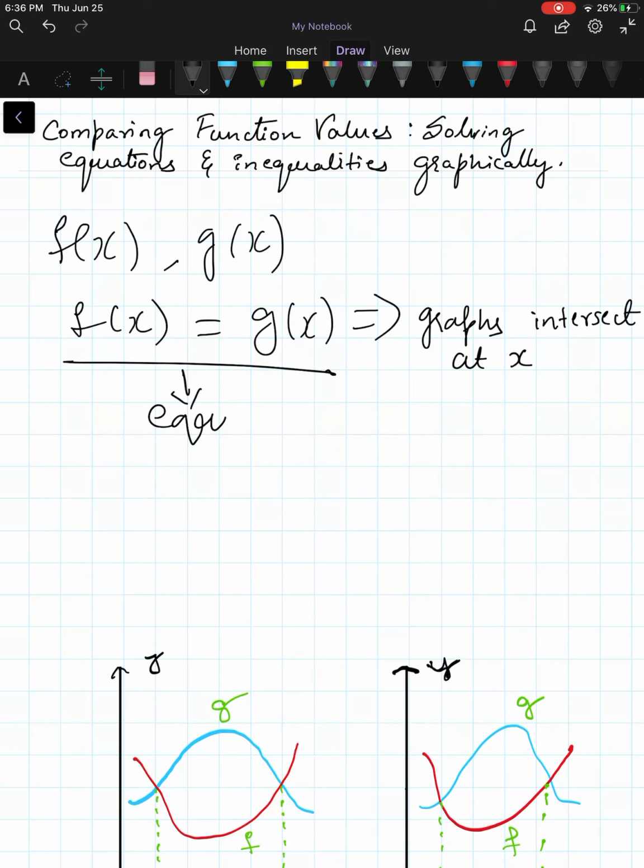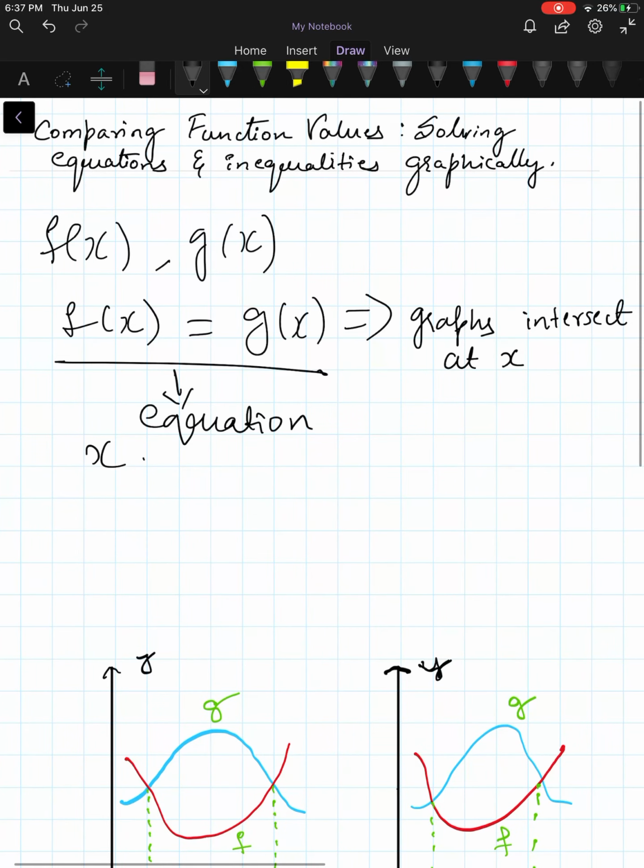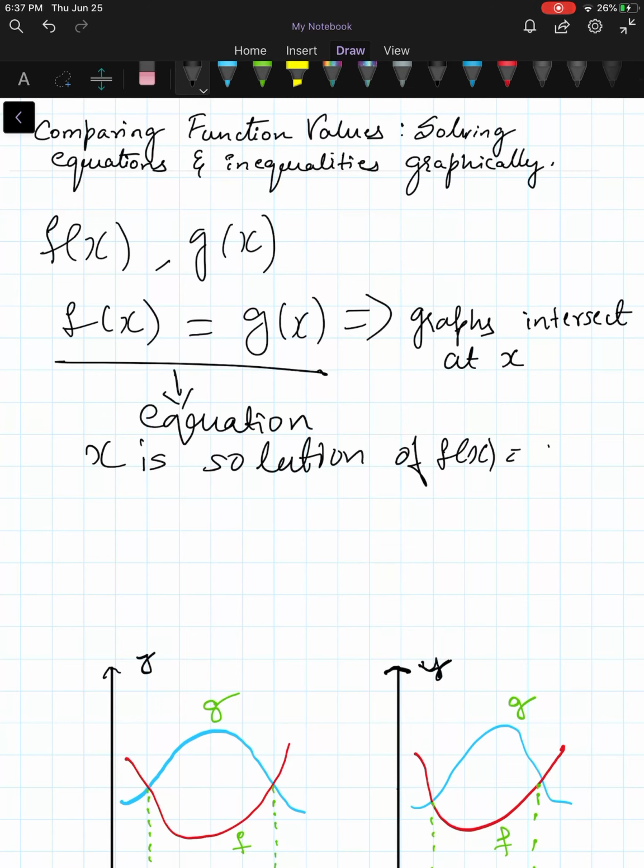So pictorially, if you see the intersection of the graphs of two functions, then that means at that particular x value, x is the solution of f of x is equal to g of x.